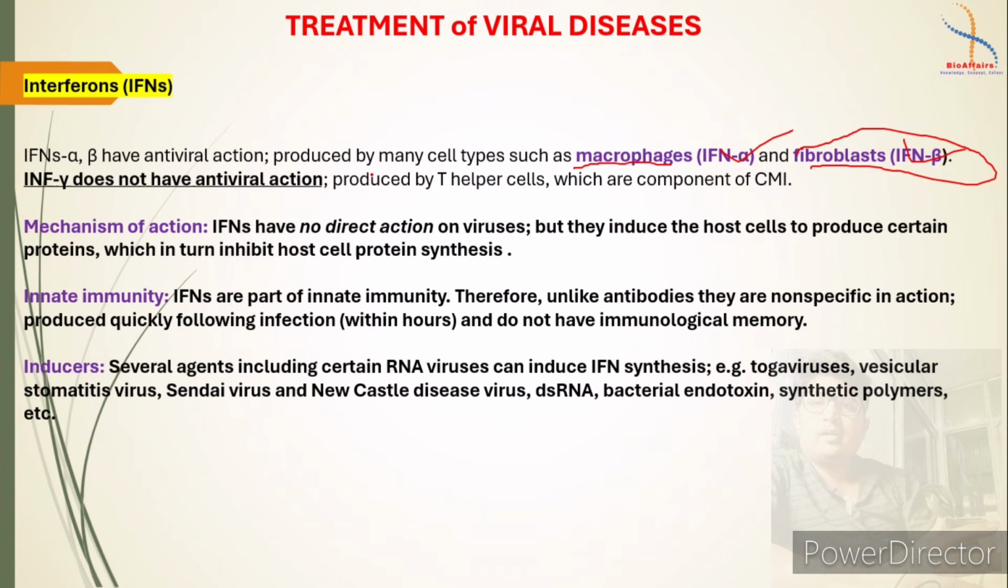Interferon gamma does not have antiviral action, do remember that, and it can be produced by T helper cells, which are a component of CMI, meaning cell mediated immunity. T helper cells induce more production of macrophages, which will again secrete this IFN alpha, and more fibroblast cells. So both are activated by T helper cells. Actually T helper cells are not producing the interferons, but are inducing the other cells to produce them. That is why T helper cells or cell mediated immunity are mainly responsible for this interferon mediated response.